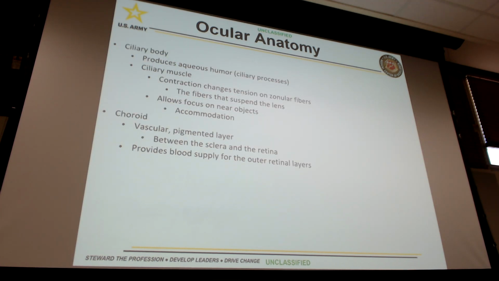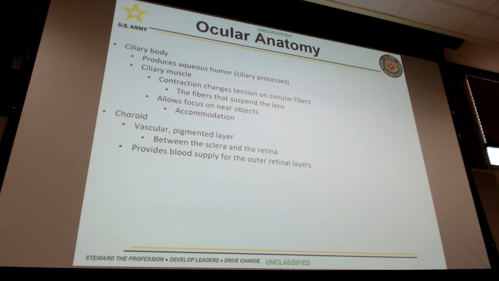Okay, then we got the ciliary body. Ciliary body has two main features. We're inside of the eyeball now, right around the lens. Okay, and the ciliary body has these little finger-like protrusions. Those are called ciliary processes, and the ciliary processes produce the aqueous humor that floats around inside of the anterior chamber. Okay, that's going to be important when we're talking about glaucoma. So we'll come back to that when we're talking about glaucoma.